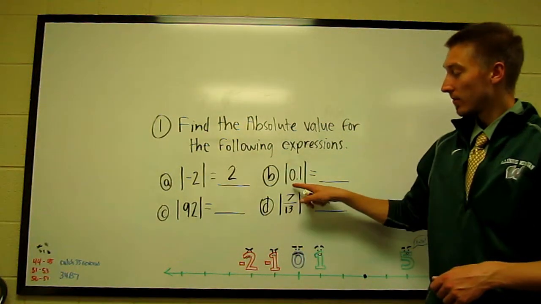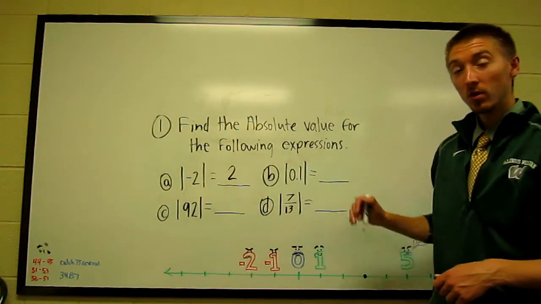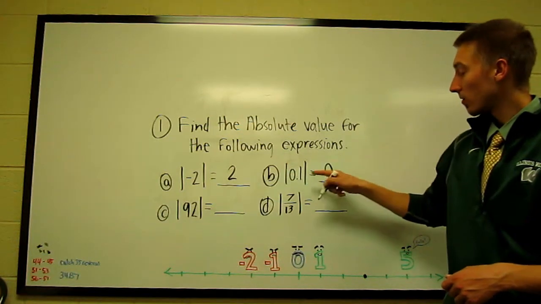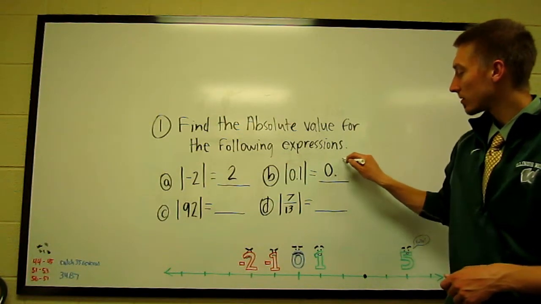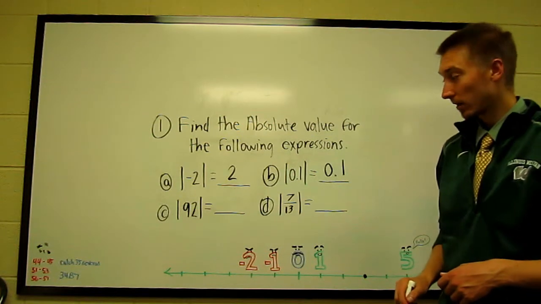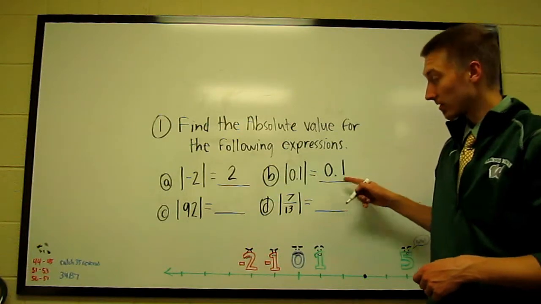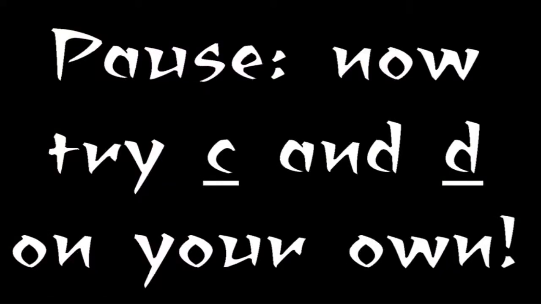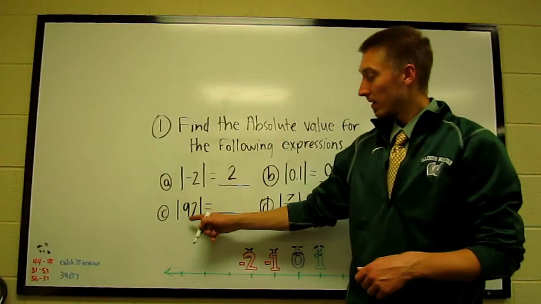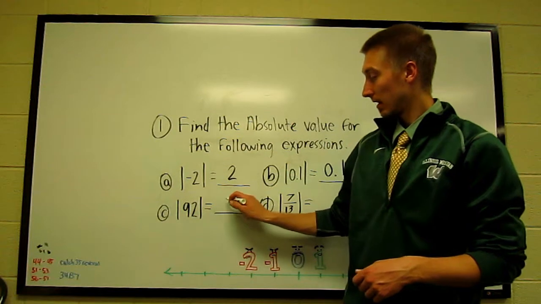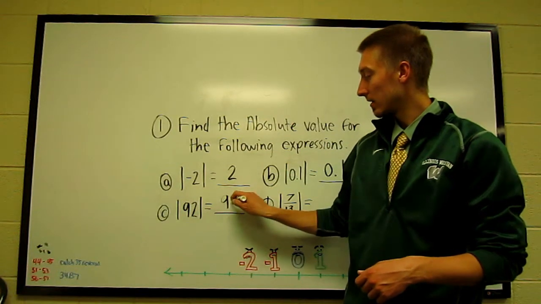For B, the absolute value of 0.1. Well, this is positive, so it's just going to stay itself. So the absolute value of 0.1 is equal to 0.1, okay? That's how many units 0.1 is away from 0. The absolute value of 92. That is just going to be 92.